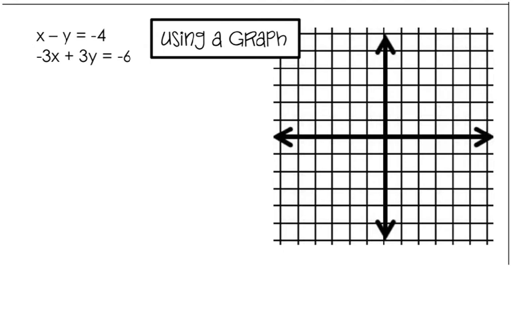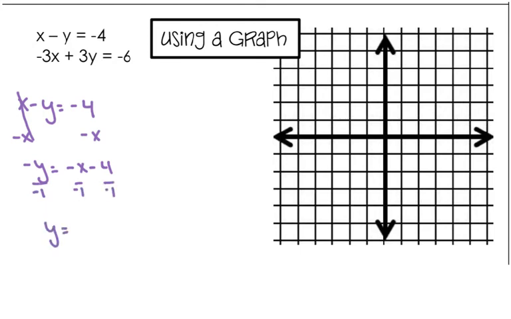Okay, so let's look at another one. Again, I've got my equations in standard form. I need to switch them around to slope-intercept form. So I'm going to look at x minus y equals negative 4. I need to subtract x on both sides. So I've got negative y equals negative x minus 4. And then I need to divide by a negative 1. So my first equation becomes y equals 1x plus 4.